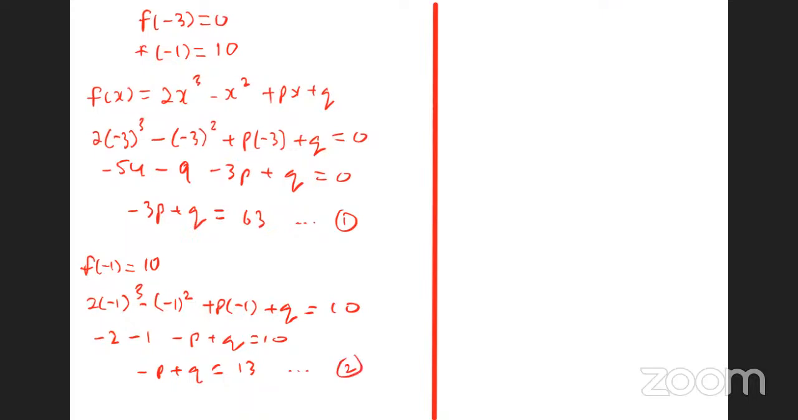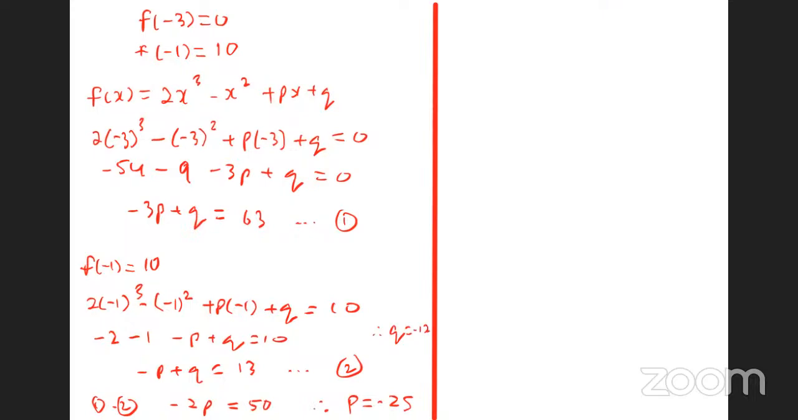Next step, I'm going to subtract 1 and 2. Subtracting 1 and 2, I'll get minus 2p is equal to 63 minus 13, that is 50. So I got p to be minus 25, and therefore q will be minus 12. That's the answer. Good, so we're good to go on the first part.